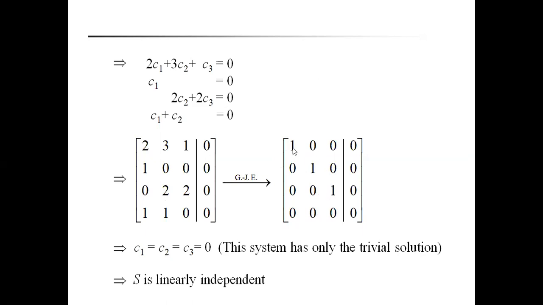Comparing the values, we get 1 times C1 equal to 0. Here the second element is C2 times 1, that is equal to 0. C3 times 1 equal to 0. That means this system is linearly independent because it has only the trivial solution.